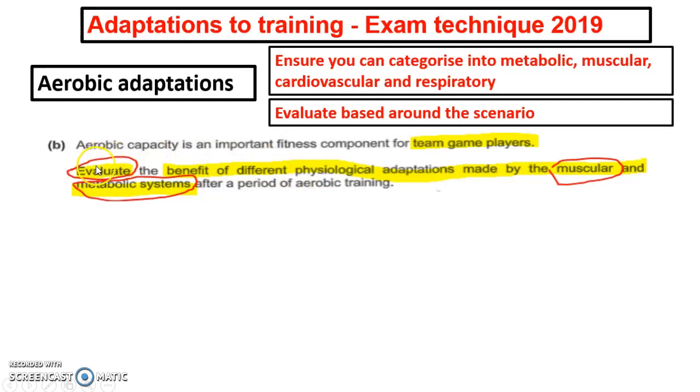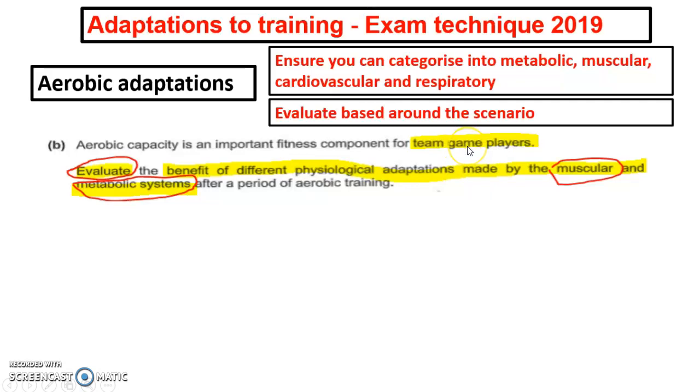So we know the evaluate command word refers to positives and negatives, or strengths and weaknesses. So what we have to do here is two things, really. Firstly, have an understanding of muscular and metabolic adaptations within aerobic adaptations. Secondly, we have to try and consider how we would give a strength and a weakness of these adaptations. Now, the key to this is using the kind of scenario of a team game player.